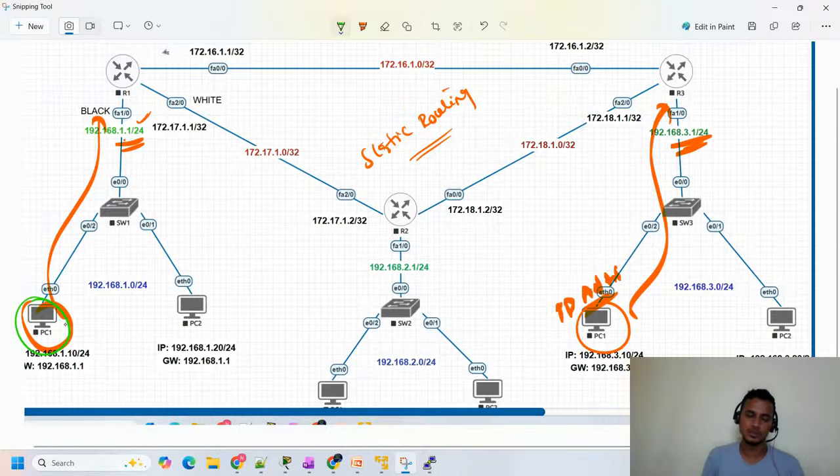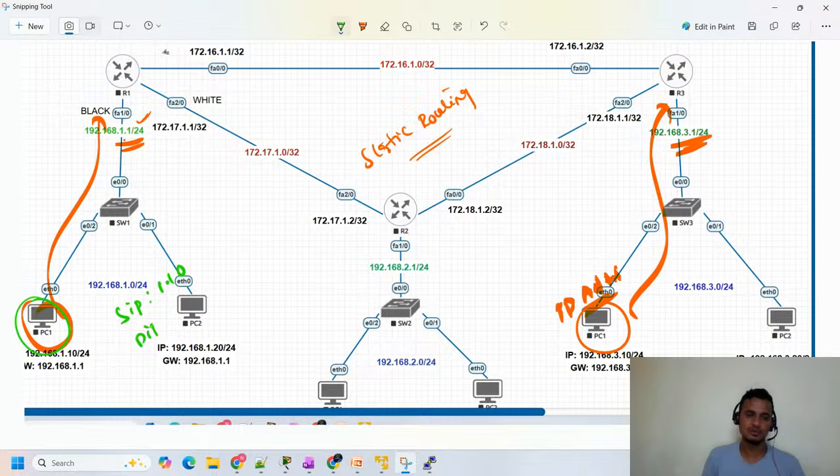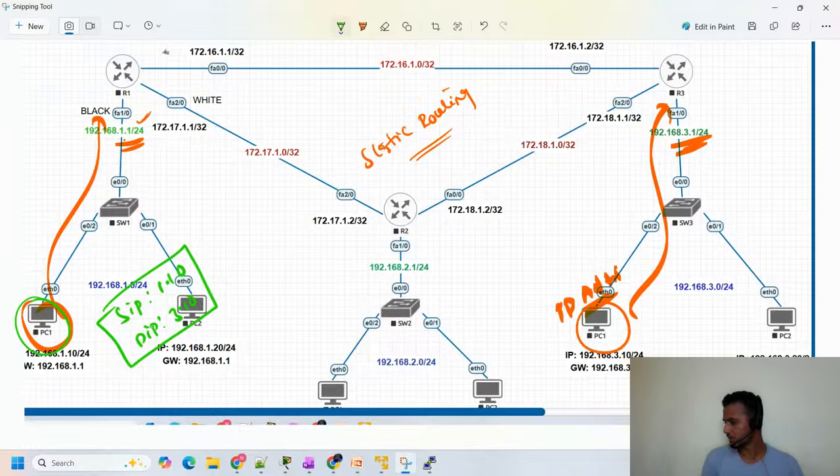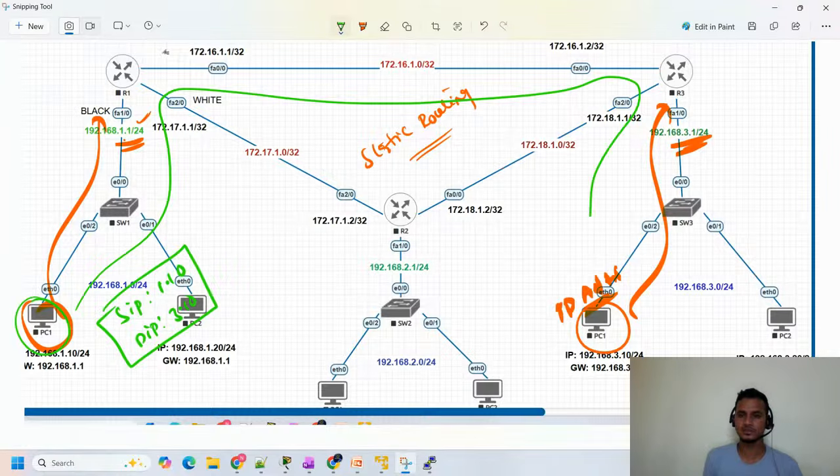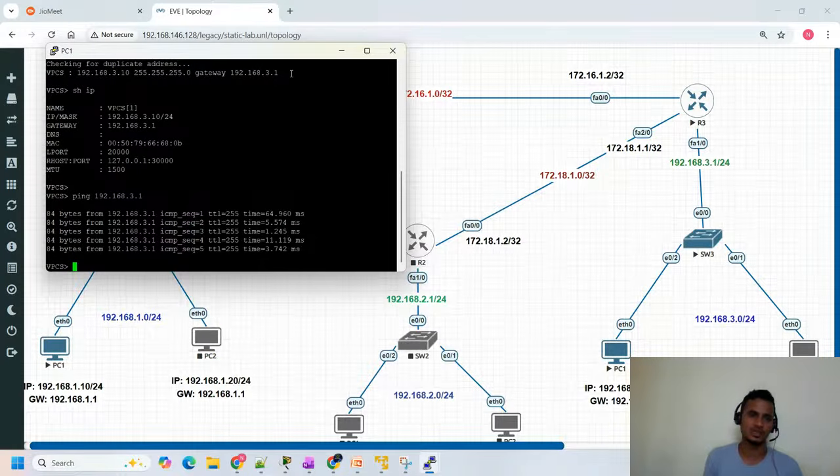If we try to ping from this 1.10 machine, the source IP will be 1.10 and the destination IP will be 3.10. Is this communication going to happen? Will it work? Can we transfer data between both machines? If I send some data from this machine, can it go through like this? Let's see. I'll open this PC and show the IP addresses also, so don't be confused.